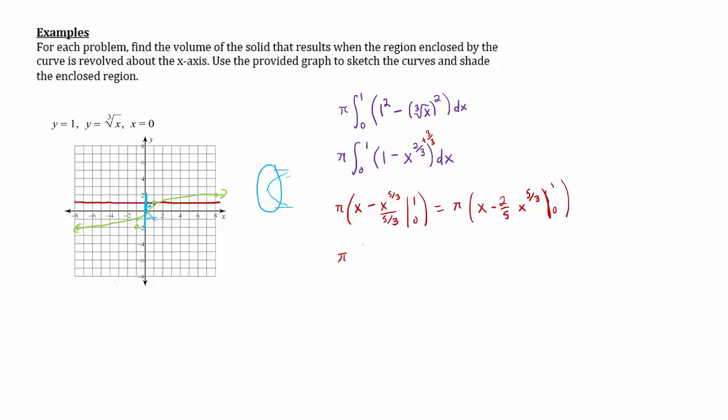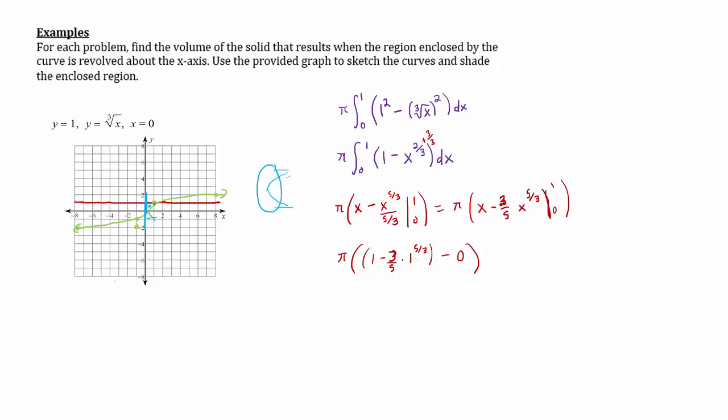The 0 part of that will just be 0. So this is 1 minus, I don't know why I wrote a 2 there. That was a 3, sorry. 1 minus 3/5 times 1 to the 5/3. And then when I plug in 0, I would get 0. Now, 1 to any power, including 5/3, is just 1.